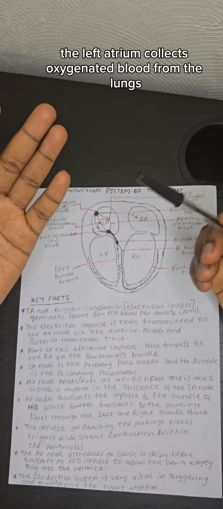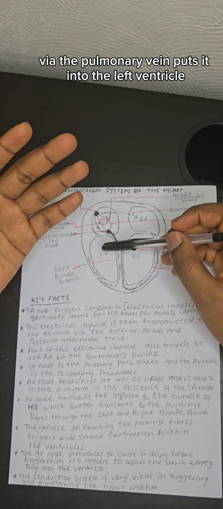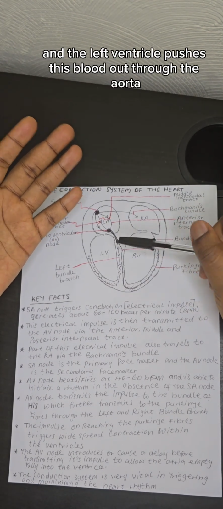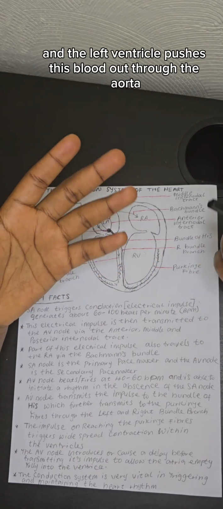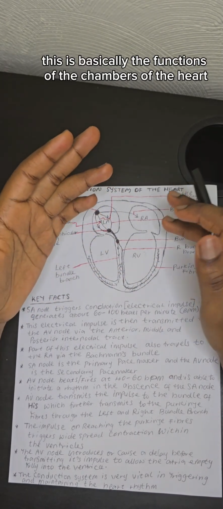The left atrium collects oxygenated blood from the lungs via the pulmonary vein, puts it into the left ventricle, and the left ventricle pushes this blood out through the aorta. This is basically the functions of the chambers of the heart.